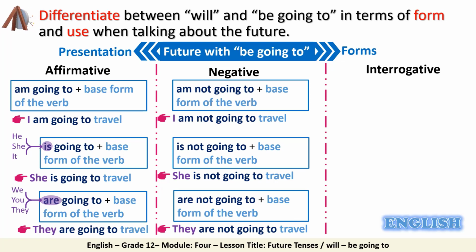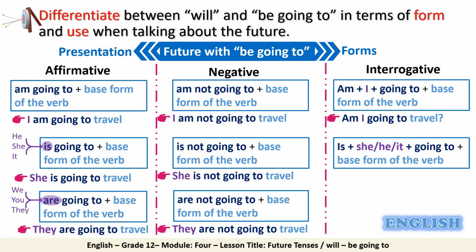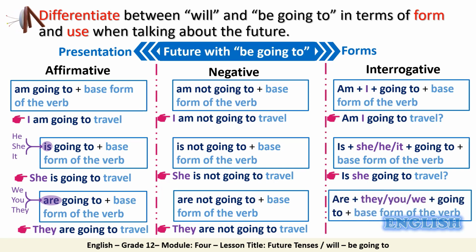Finally, the interrogative form, and we get it by moving am to the beginning, followed by I and the base form of the verb, like am I going to travel, or by starting with is, followed by she, he, or it, and the base form of the verb. For example, is she going to travel? Or also by writing are, followed by they, you, we, and the base form of the verb. For example, are they going to travel?